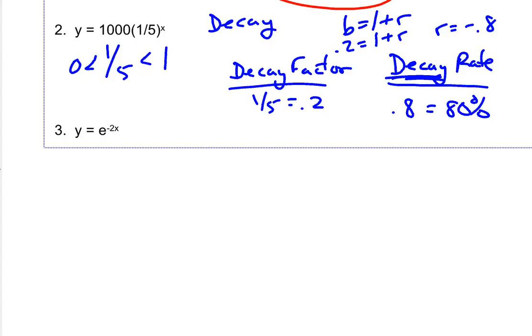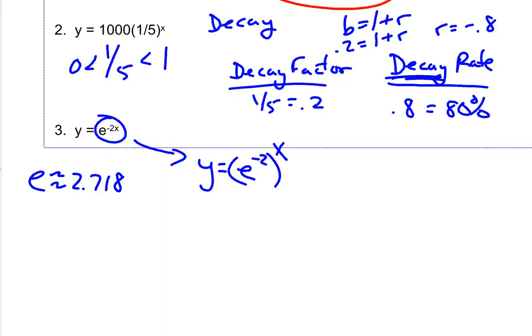And then the last one is a review of e. Again, e is that irrational number, which is approximately 2.718. That is my B in this case, so you might think it's growth, but I showed you one like this yesterday. This is a trick, because it's got that negative up here. So this is really the same as y equals e to the negative 2 to the x. And if you did e to the negative 2 in your calculator, we can go ahead and do that. I'll show you that in case you were gone yesterday.